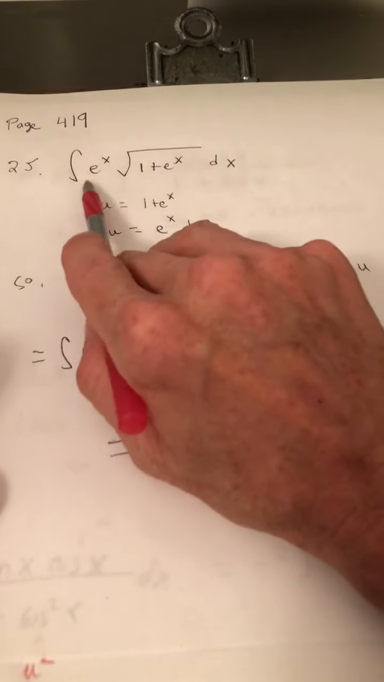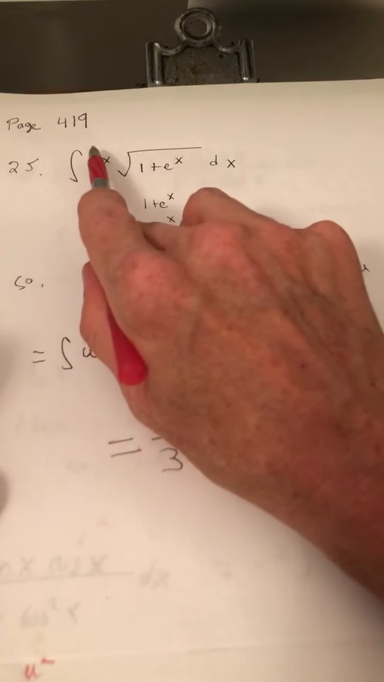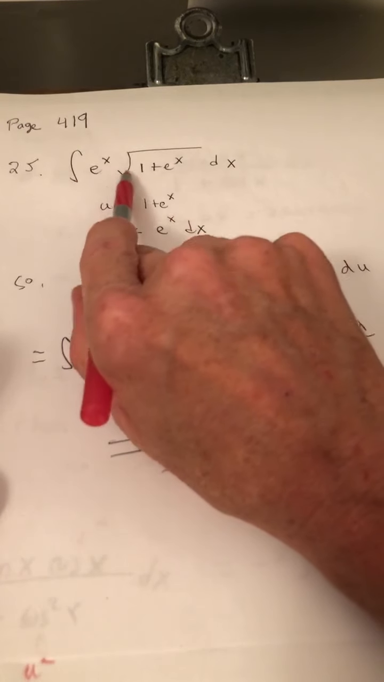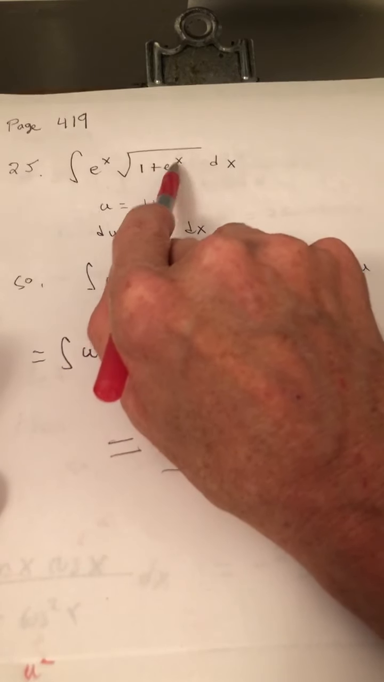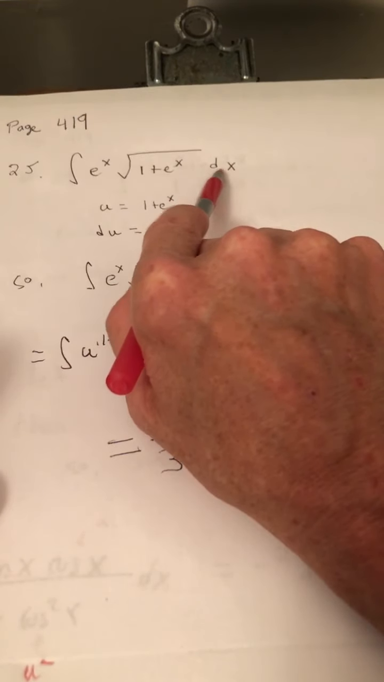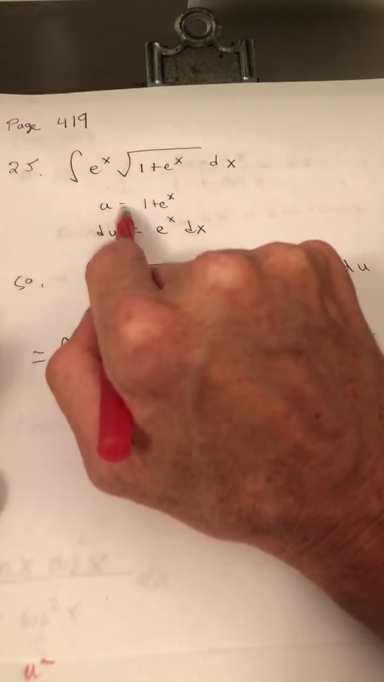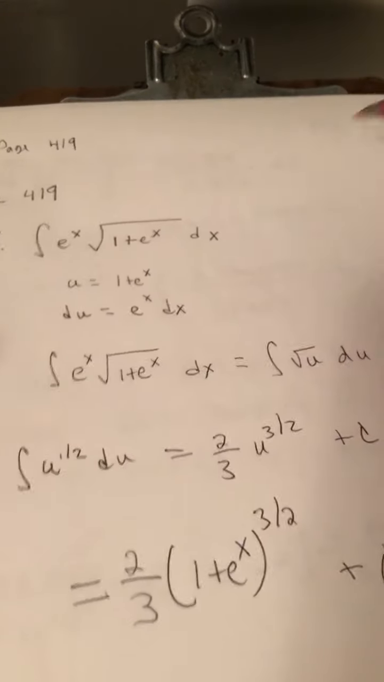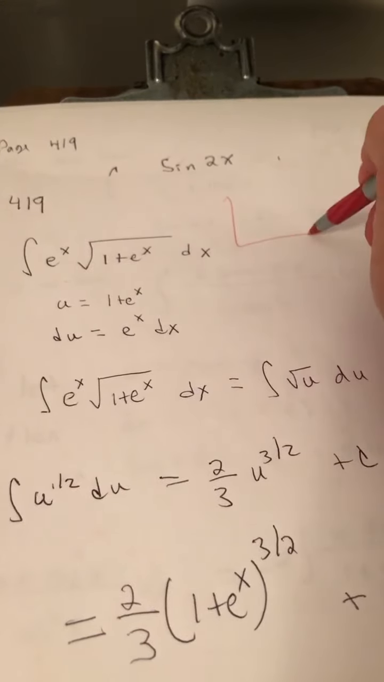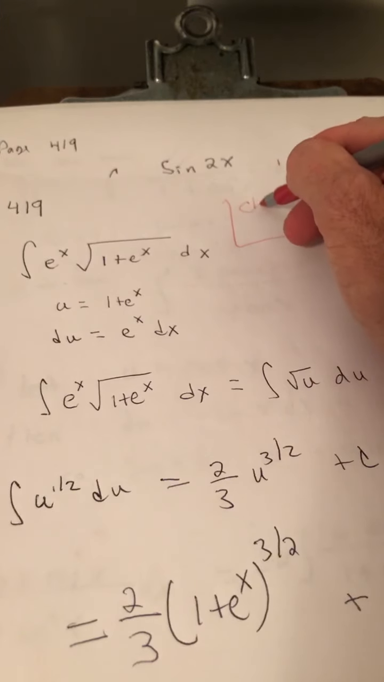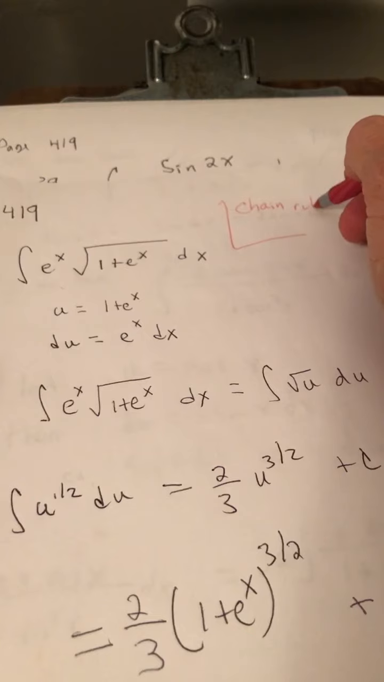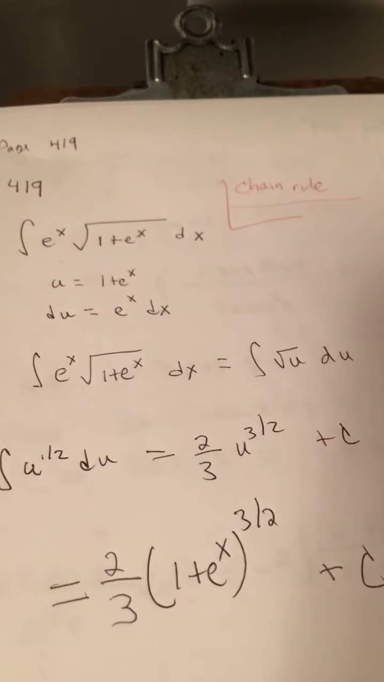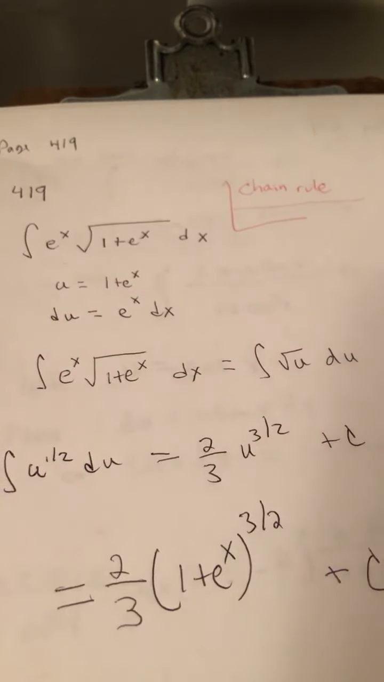We're asked to find the most general antiderivative of e to the x times the square root of 1 plus e to the x dx. So what we're going to do is make a substitution. Now, what you want to do is think about the chain rule for derivatives, because that's kind of where this is coming from.